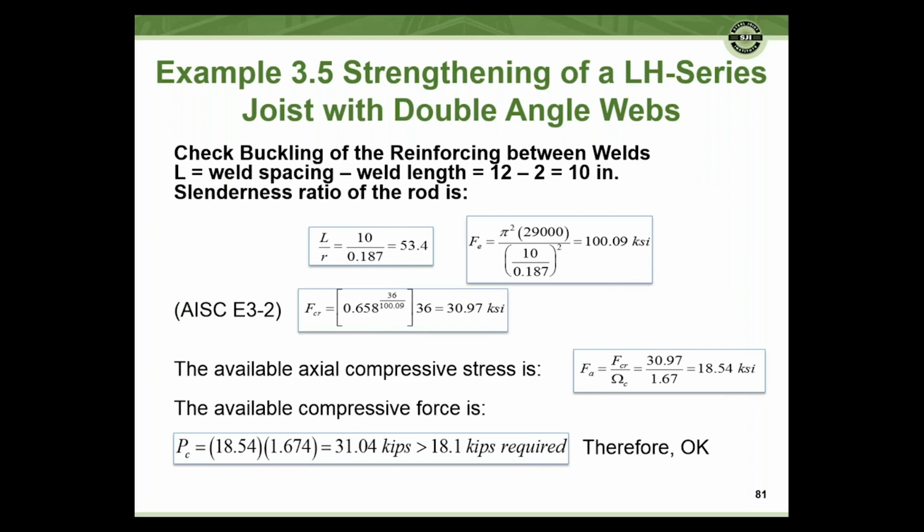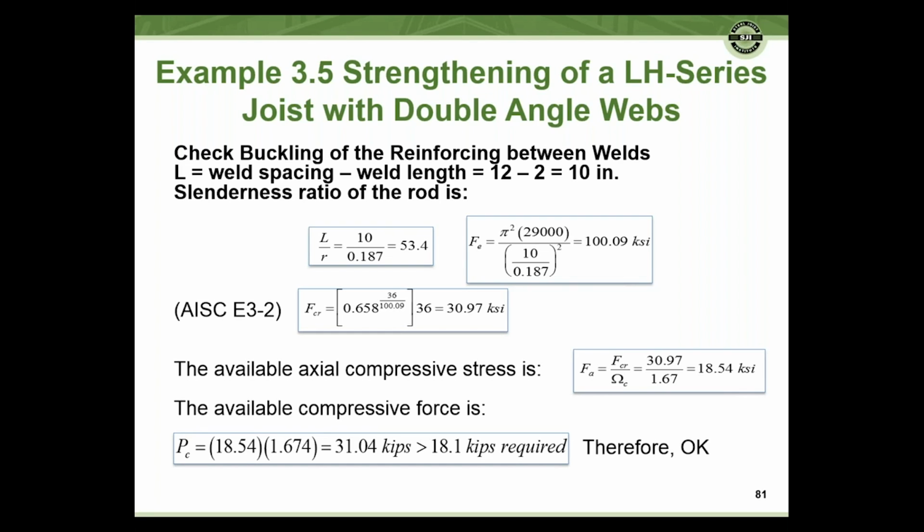But remember, we do have to check the buckling of the rod. Make sure the rod's not going to buckle before the entire member. So in order to check that rod, let's look at this. The effective length of the rod is just the distance between the welds. That distance is our spacing minus the length, 2 inches. 12 inches minus 2, so our effective length for our rod is 10 inches.